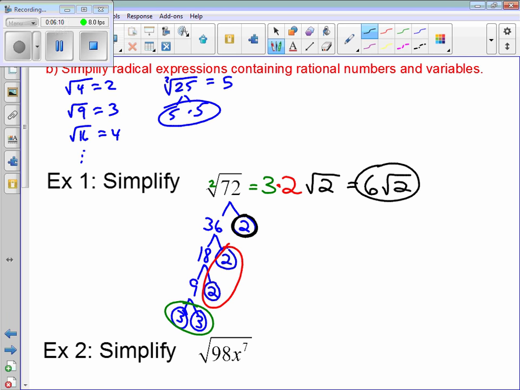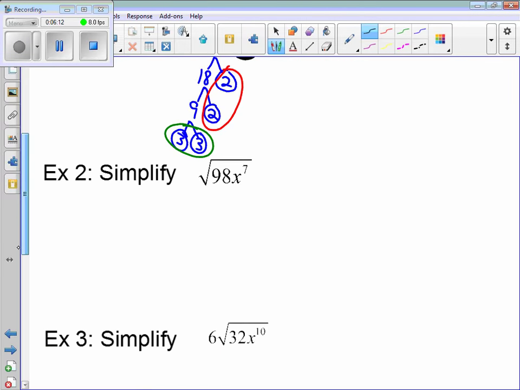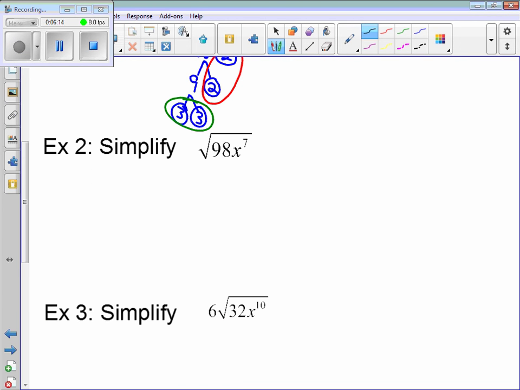Now with a variable, we're going to do this the same way. So 98, break it down into 49 and 2. 49 is 7 times 7. Those are prime numbers. Now the x to the 7th. Break that down, it's just x times x times x times x times x times x times x. So 7 x's.